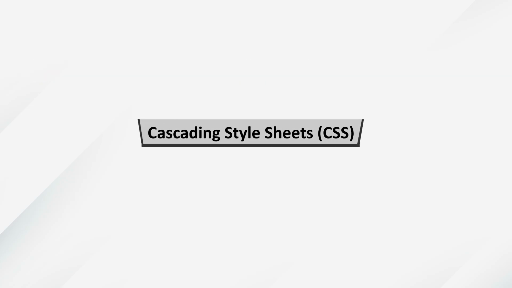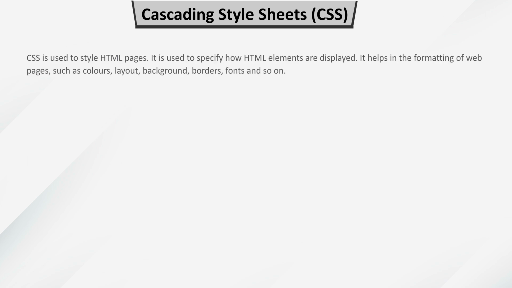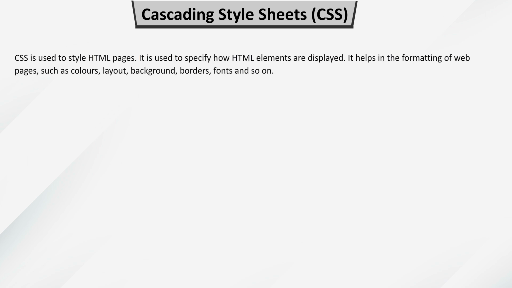Cascading Style Sheets (CSS). CSS is used to style HTML pages. It is used to specify how HTML elements are displayed. It helps in the formatting of web pages, such as colors, layout, background, borders, fonts, and so on.